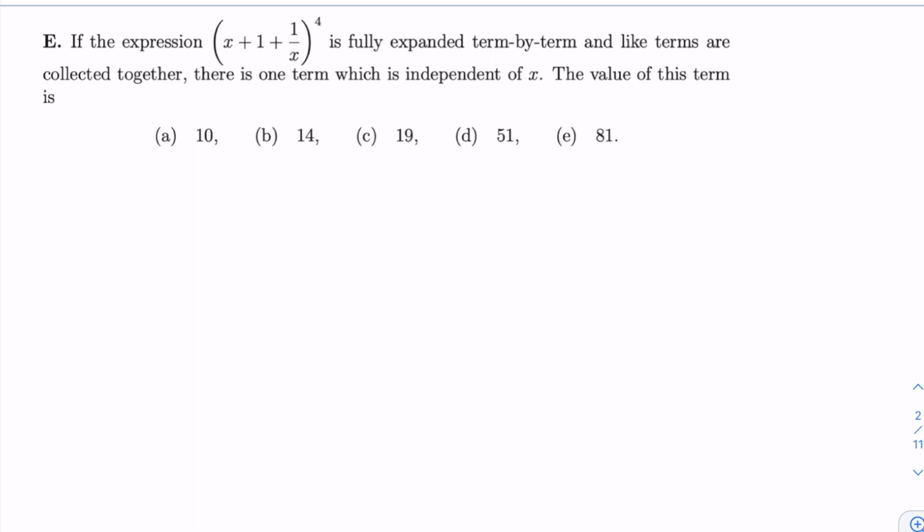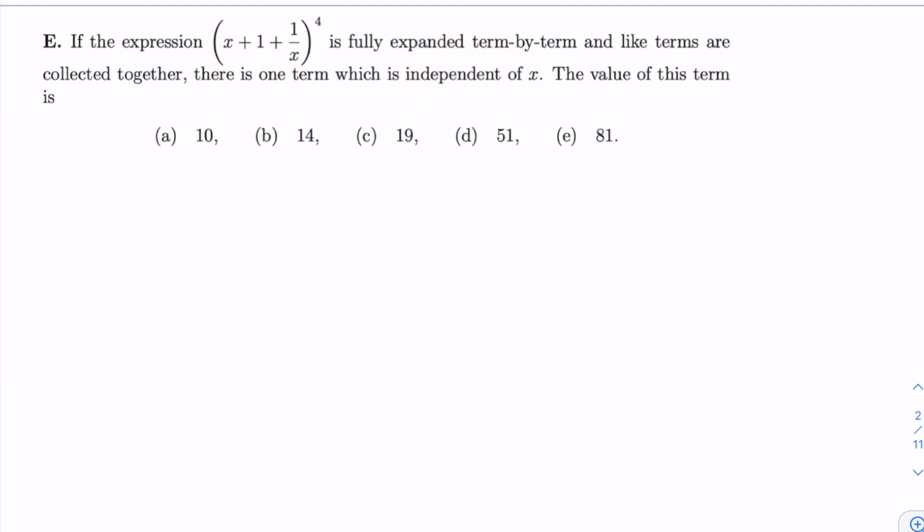Question E. Now here for this expression, we would like to find out like terms that are going to be collected together. One term that is independent of x, that is the constant term, and the value of this term. So for this expansion here, you notice that x and 1 over x would cancel. In order to have a constant term, the power of x and 1 over x have to be the same.